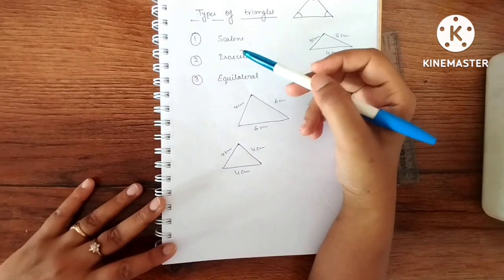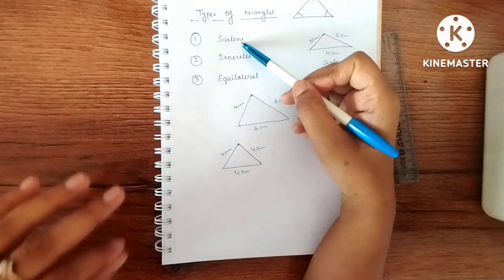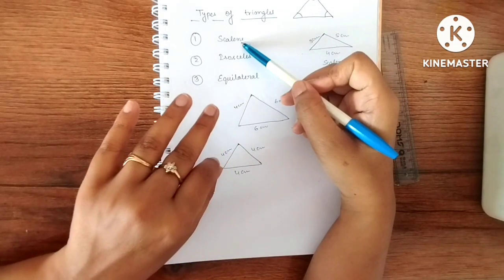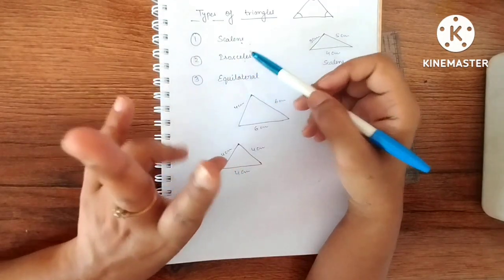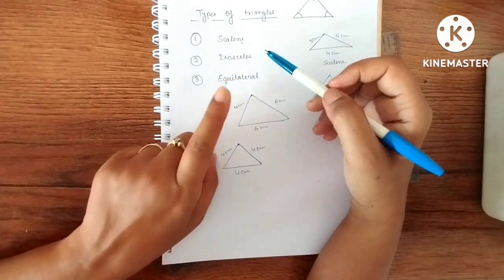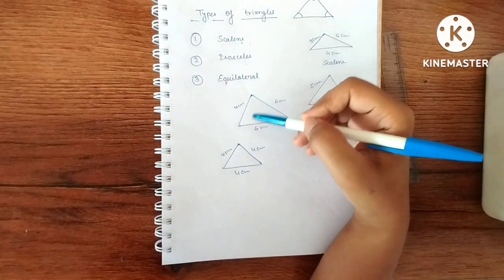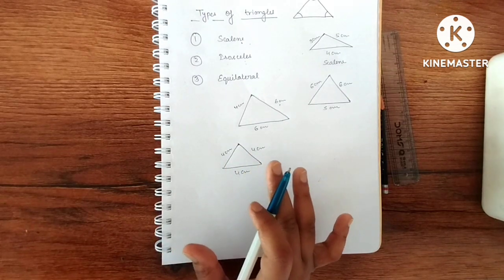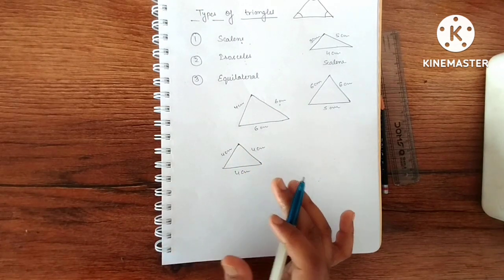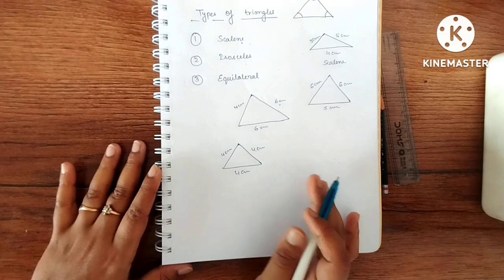Okay. So the first one is scalene, where all the three lines have different length. Clear? Isosceles triangle, where two lines are of same length and one line is different. Equilateral, where all the three lines are of same length. This thing is clear? Yes or no?